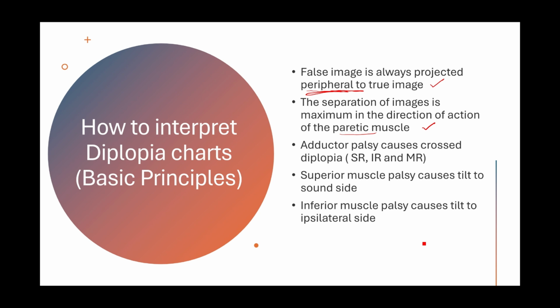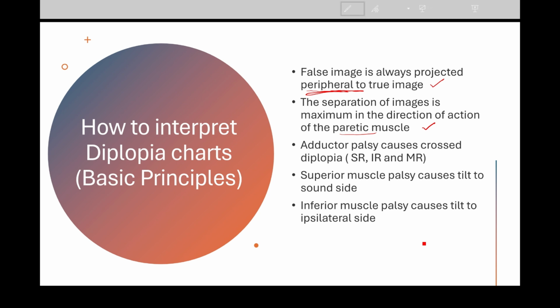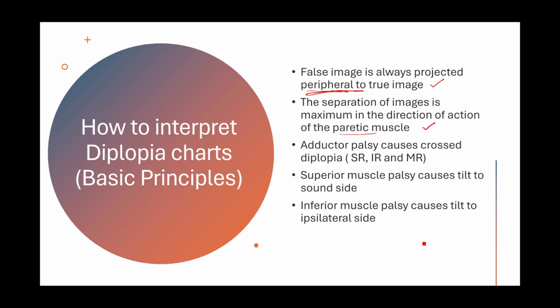Three, adductor palsy causes crossed diplopia. I will explain why all these things are important as we try to interpret diplopia charts. So adductor palsy causes crossed diplopia. Superior muscle palsy causes tilt to the sound side. We just saw how it works. And inferior muscle palsy causes tilt to the ipsilateral side.